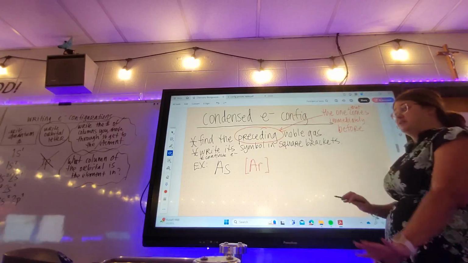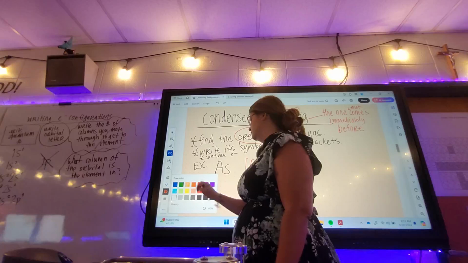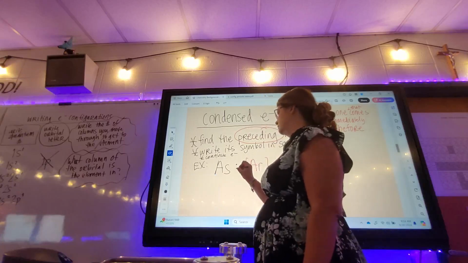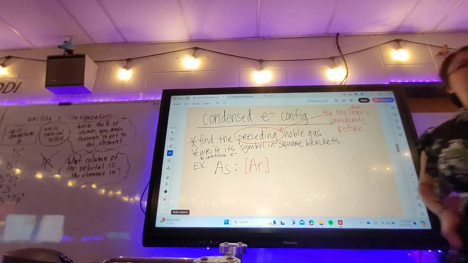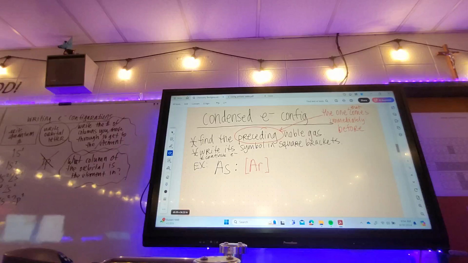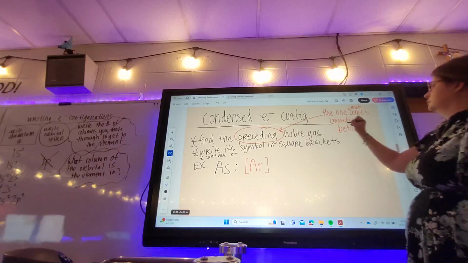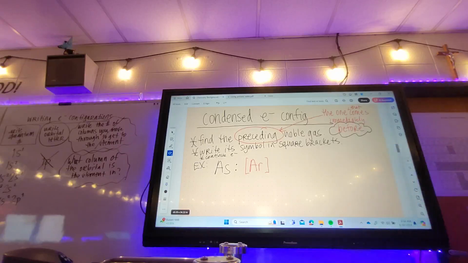So I'm going to put that in square brackets. That's what it means by square brackets. Say that again, Carter? Because krypton comes after arsenic, not before. It's not the one that's closest, it's the one that comes before.